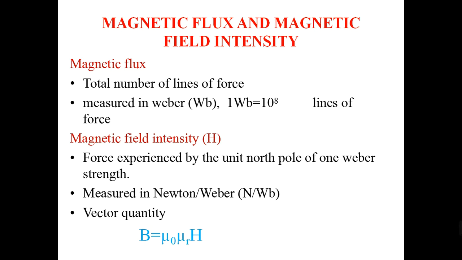Magnetic field intensity is the force experienced by a unit north pole of 1 Weber strength. It can be measured in newtons per Weber. Therefore, the vector quantity magnetic field intensity B is equal to mu 0 mu r into H.